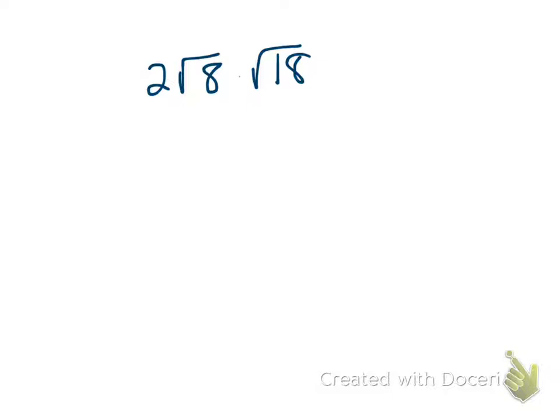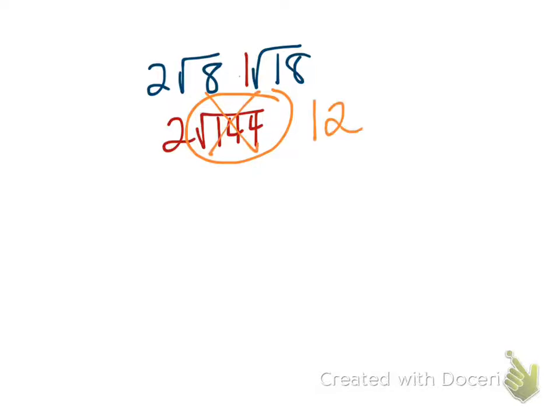But if we're going to use the rules of multiplying, I'm going to have 2 times 1, which is 2. And then 8 times 18 is 144. Now you have to be careful here, and this is one of the big reasons that you need to understand your perfect squares: if this number underneath the radical is already a perfect square, then you just need to take the square root of it. So what is the square root of 144? The square root of 144 is 12, not square root of 12. The square root of 144 is just 12. So now I have 2 times 12, which is 24.